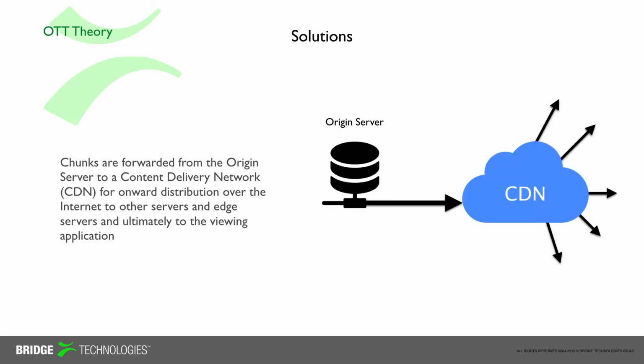Chunks then are usually forwarded from the origin server to a content delivery network. This could be owned by the individual company. More and more third-party companies like Amazon Web Services, Akamai, and people like that are offering content delivery networks to smaller operators, and this is becoming a more and more used option.